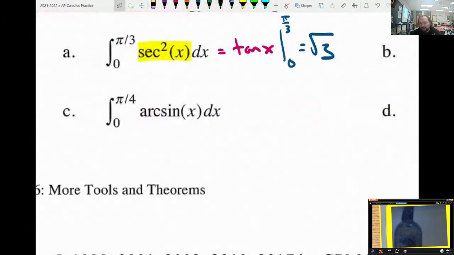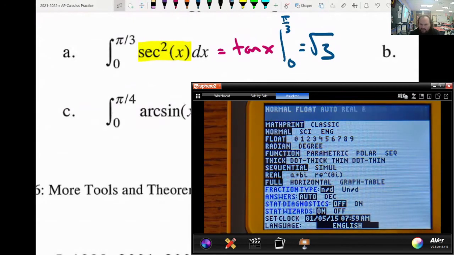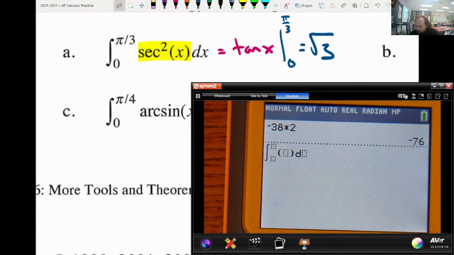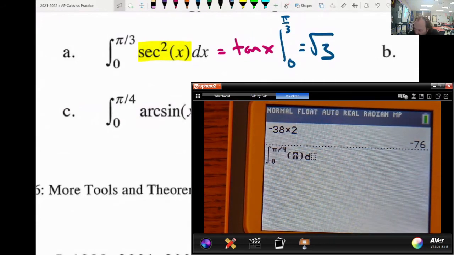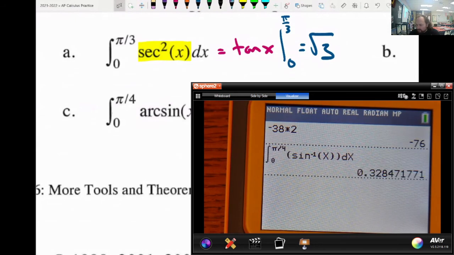We will later on in this class, but right now the calculator is the only method that we have for this problem. So let's first of all make sure we're in radians mode for this class, and we will open up our calculator and open up fnInt. We're going to go from 0 to pi over 4, and we are just going to do the inverse sine of x dx. It's going to be about 0.3284, and that's all we're really going to do for this problem. It's approximately 0.3284. It's the only tool we have of doing this one right now.